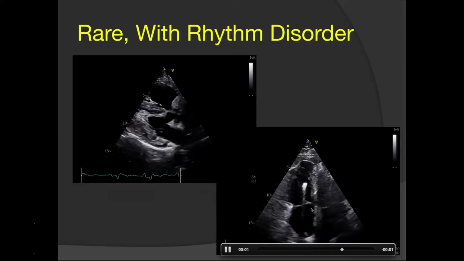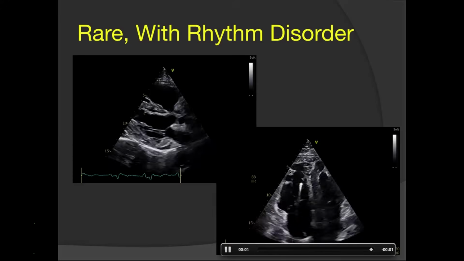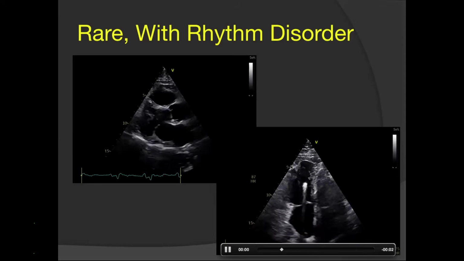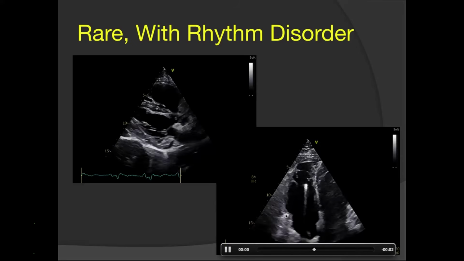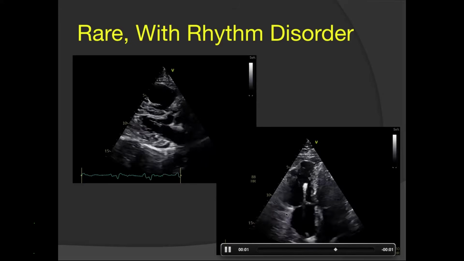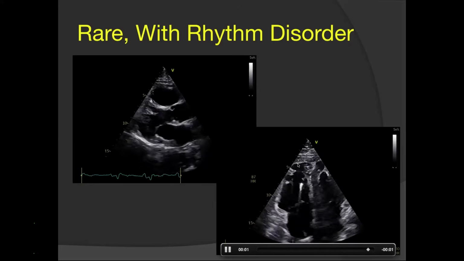If you look at the apical four-chamber view, the ICD lead is seen, but you can also make out the apical part of the RV is dysfunctional. Although if you measure TAPSE, you will see that the TAPSE was normal because the basal part is moving normally. But this is where we have akinesia.